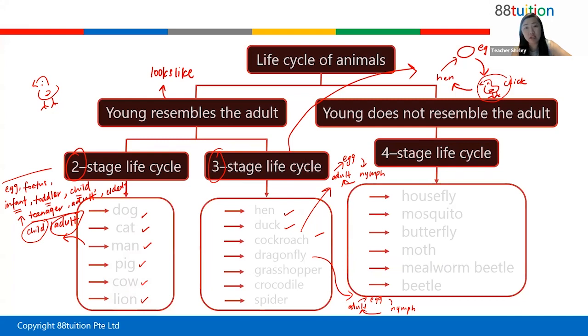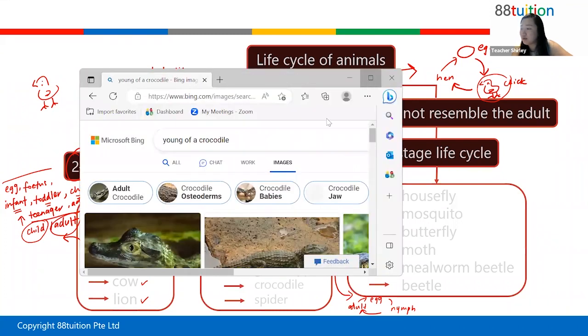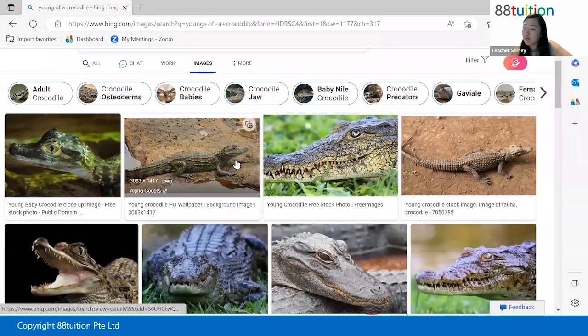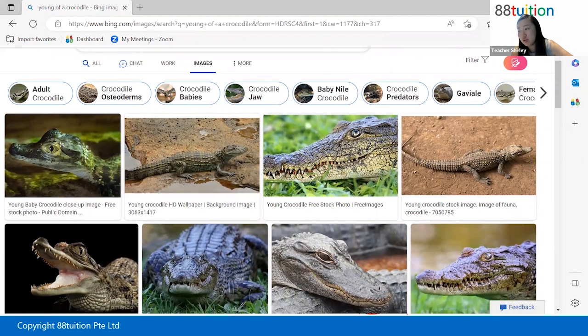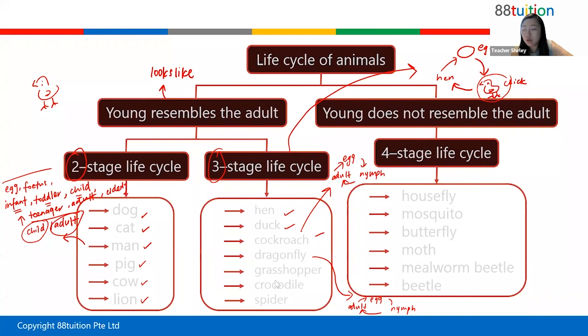Okay, same thing for crocodile. Have you seen the young of a crocodile? Actually, basically, it looks similar to the adult crocodile. You know how the adult crocodile looks like, right? You've never seen a crocodile before? Actually, they have crocodiles in Singapore Zoo. Yeah, so this is the young of a crocodile. Basically, it looks almost exactly like the adult. So that's what it means by resembles the adults. Okay, and then spider as well.